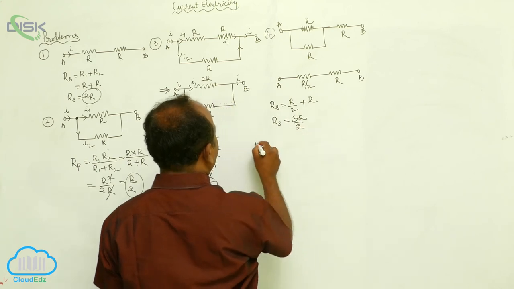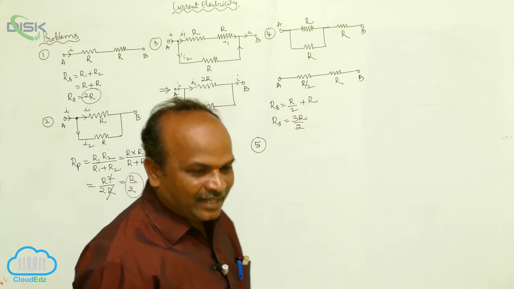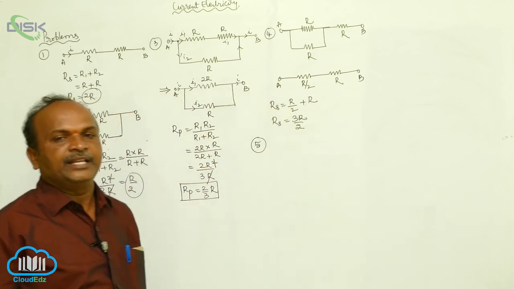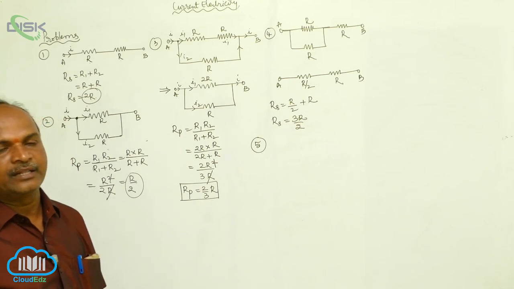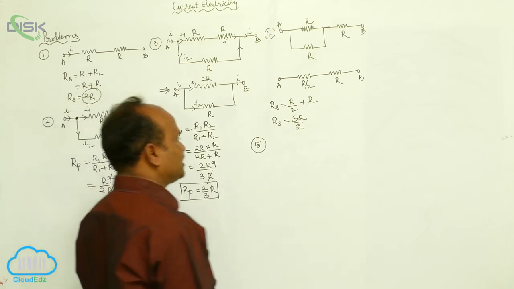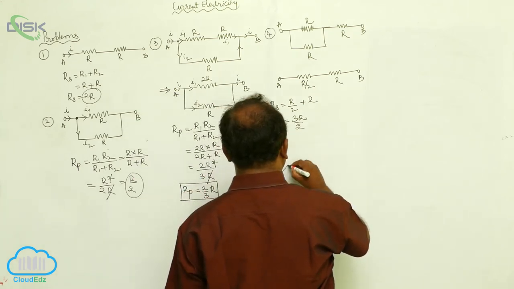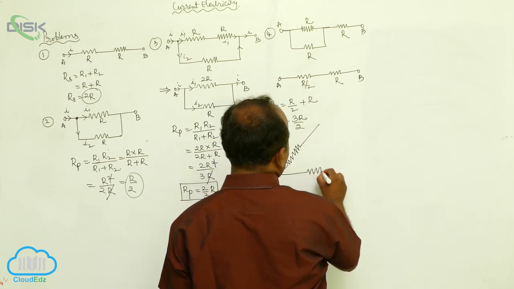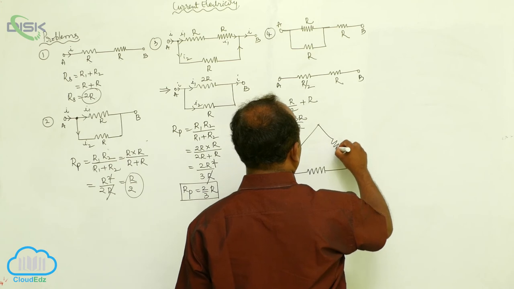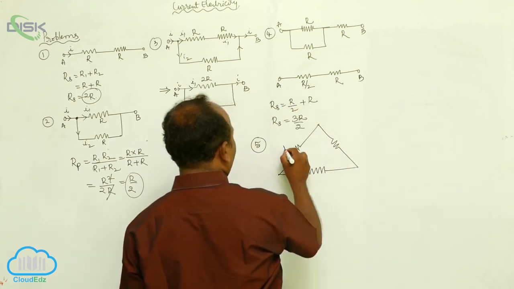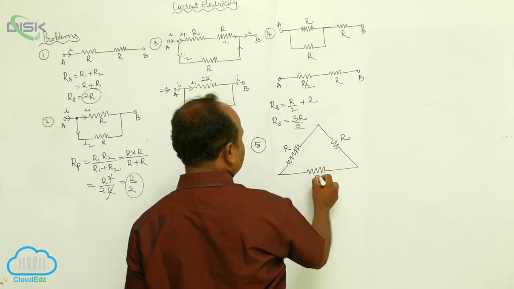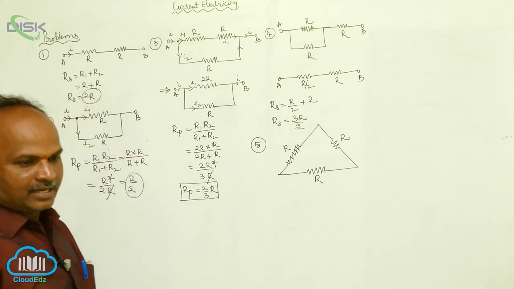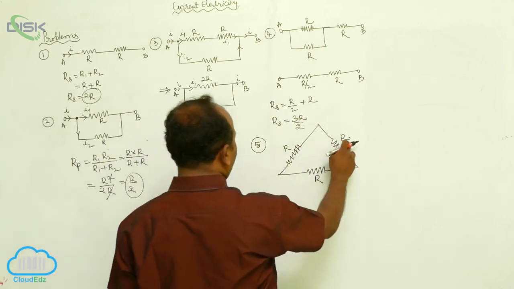Next, fifth problem. Three resistances are connected on the sides of an equilateral triangle. Calculate the effective resistance across any one of the resistances. Now, let us consider, this is the resistance, this is the resistance, this is the resistance. Each resistance is R.